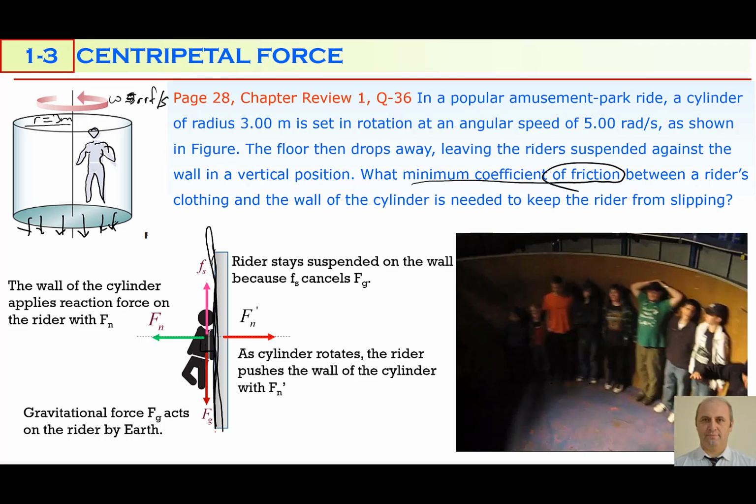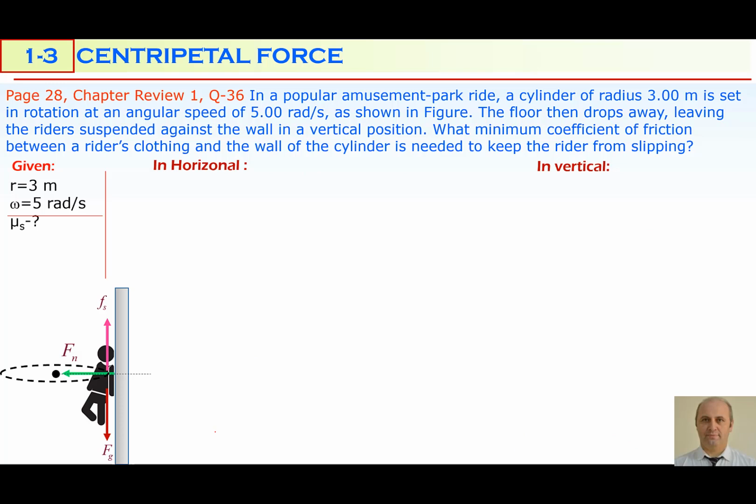So the rider stays suspended on the wall because static friction force cancels gravitational force, because they are equal in magnitude and opposite in direction. So if we draw the picture, it's going to be this way. Three forces will be acting on the rider's body. One of them is the Fn by the wall, the reaction force by the wall. Second one is gravitational force. Third one is static friction force between the wall of the cylinder and the rider's body.